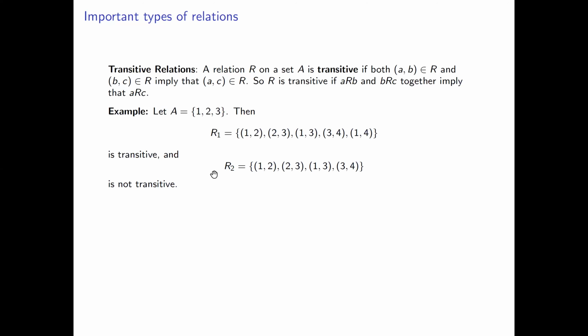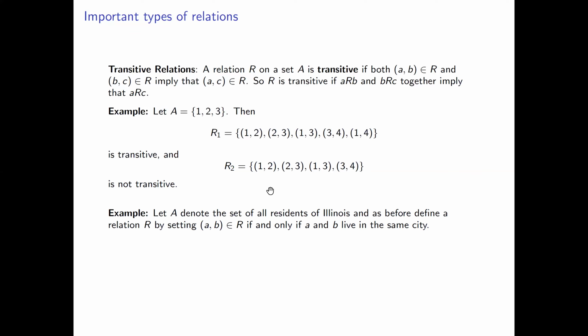However, if I consider this other relation R2 that I have here, this is not transitive, in particular because I deleted (1, 4), right? So this has (1, 3) and (3, 4). So 1 is related to 3 and 3 is related to 4. But for this second relation, 1 is not related to 4 because the ordered pair (1, 4) is not an element of this relation. And so therefore R2 is not transitive.